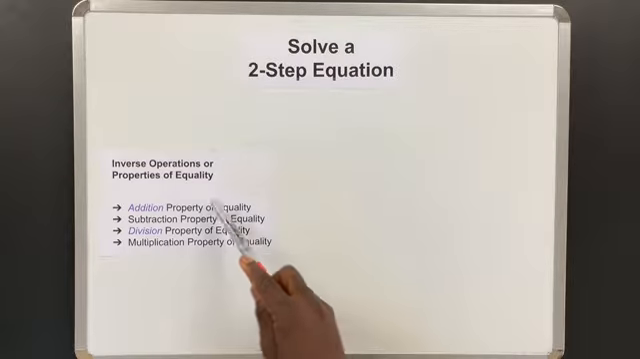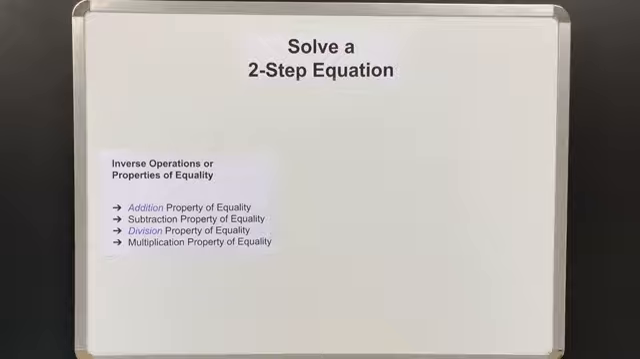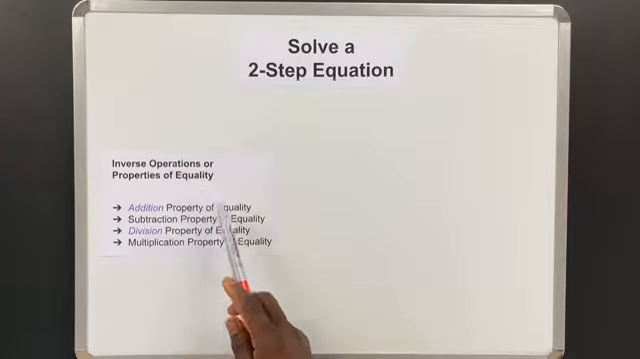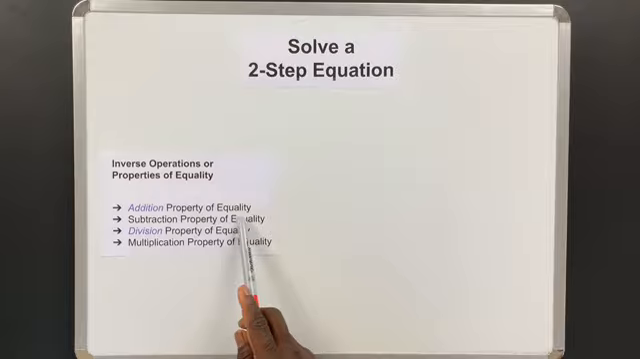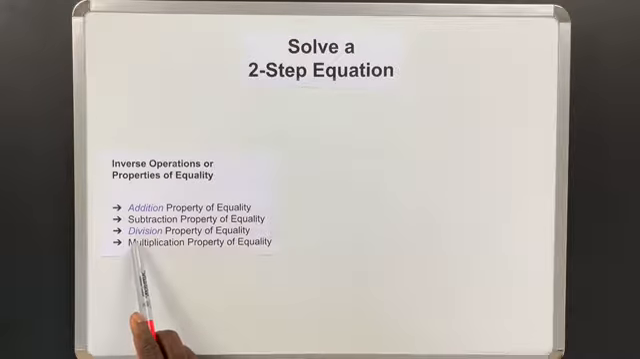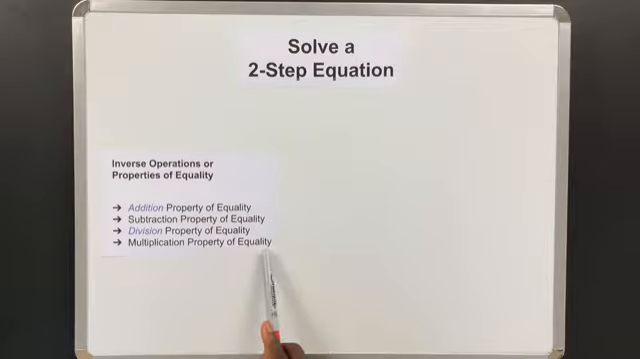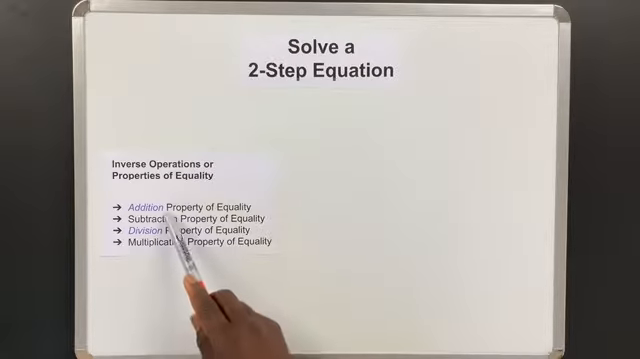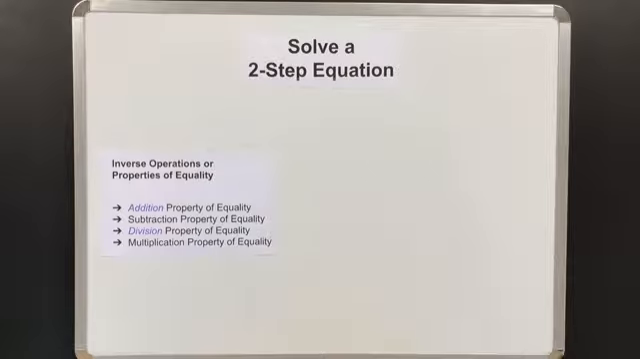We're also going to review the inverse operations, also known as properties of equality, when solving a two-step equation. There are four basic properties of equalities or inverse operations. We call them inverse operations because they usually undo the operation that you're looking at in the equation so that you can balance the equation. So we have the addition property of equality, the subtraction property of equality, the division property of equality, and multiplication property of equality. Today, we're going to focus on the addition and division properties of equality.